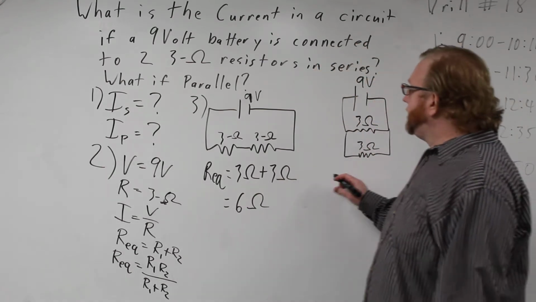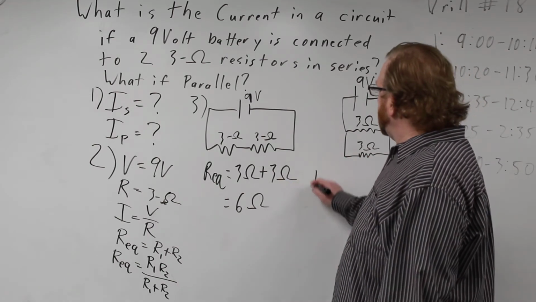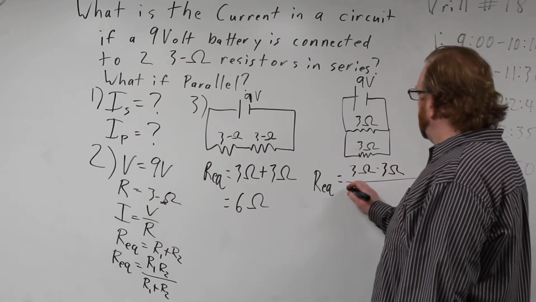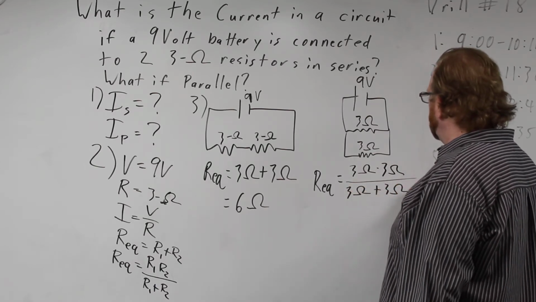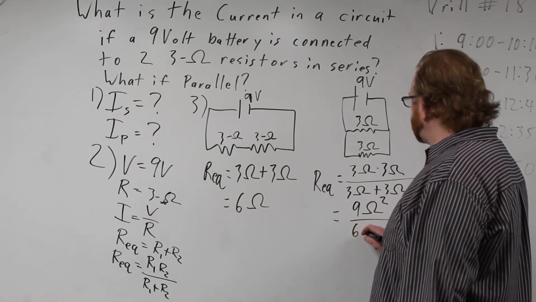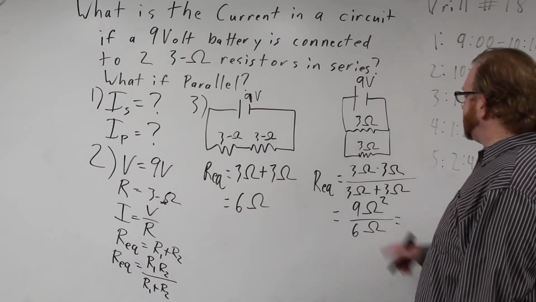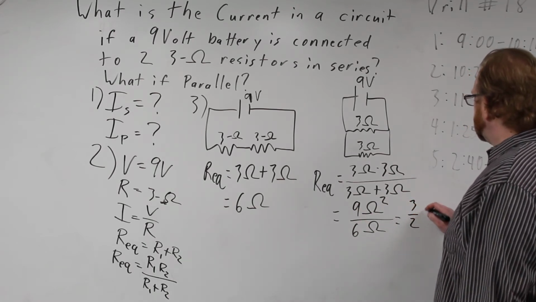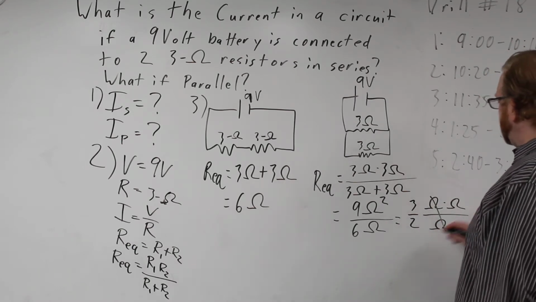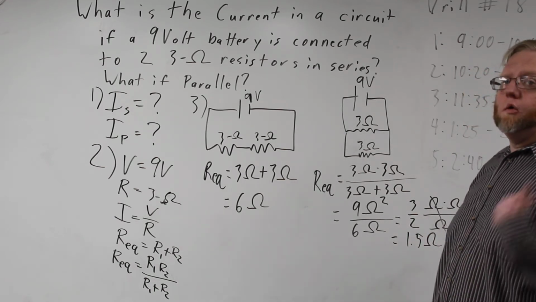Here now we use the Req equals R1 times R2 over R1 plus R2. So our equivalent resistance will be 3 ohms times 3 ohms over 3 ohms plus 3 ohms, which in this case is going to be 9 ohms squared over 6 ohms. These units right here, 1 ohm up top cancels with 1 ohm on the bottom. So if I reduce this down, 3 halves of ohms times ohms over ohms. Two of these cancel and we're left with 1.5 ohms.